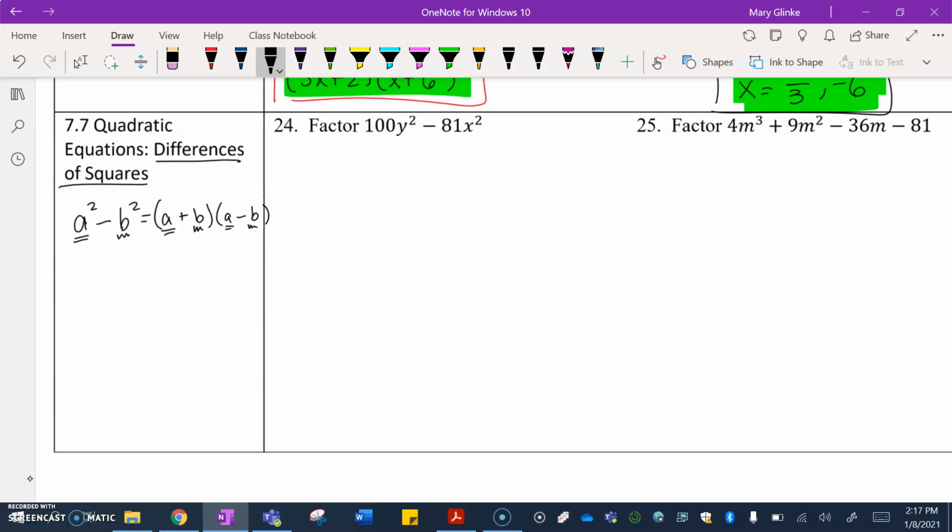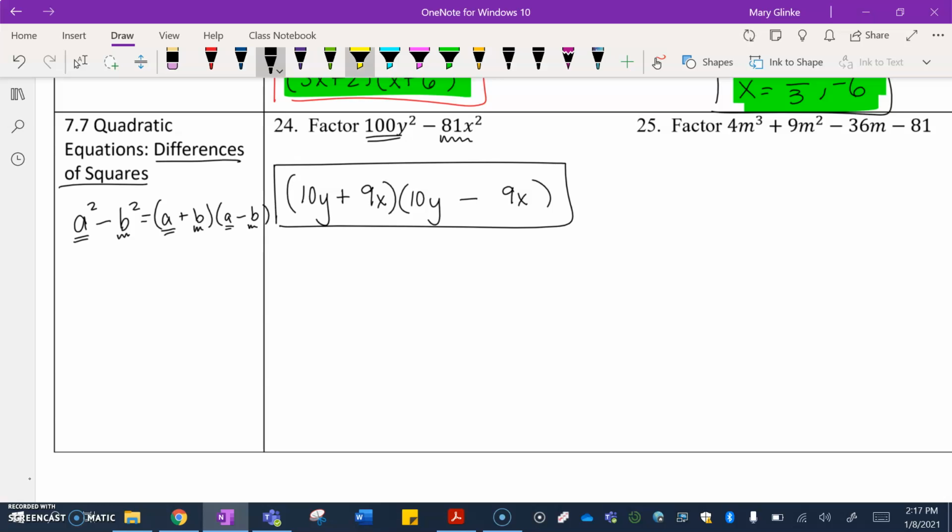So for instance, this first one, we can square root 100y squared. The square root of this would be a 10 and a y. We also can square root 81x squared. The square root of this would be a 9 and an x. And then in between these, we would have one positive and one negative. This is the factored form of our original problem.